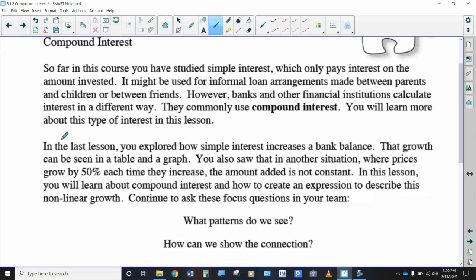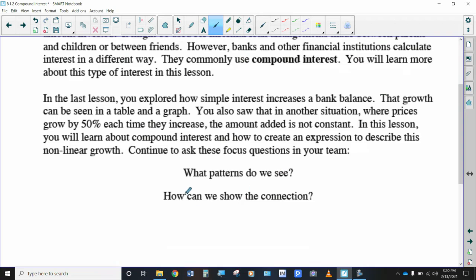In yesterday's lesson, we had 2 types of problems. We had a simple interest bank balance problem, and then we had the growth of the price of the baseball card problem, where it kept increasing by the same percent every single time, but the dollar amount changed every single time. So in this lesson, you will learn about compound interest and how to create an expression to describe this nonlinear growth. Continue to reflect upon these questions as you work today. What patterns do you see, and how can we show the connection?